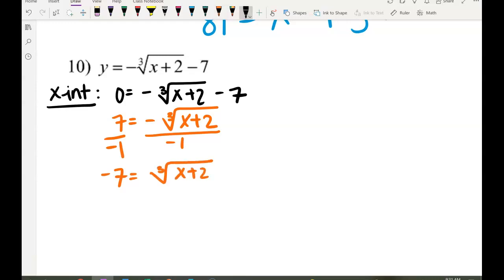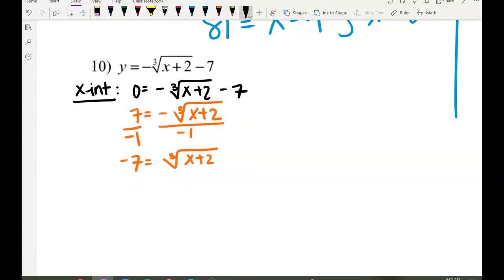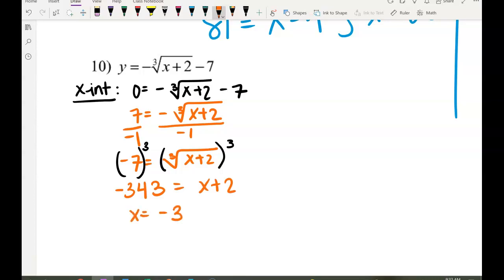And to undo the power of cube root there, to undo cube root, what did you raise to? Raise it to the third. Okay. And what's negative 7 to the third power, Chelsea? One more time. Negative 343 equals x plus 2. And then subtract 2. Okay. Subtract 2, so x equals negative 345. Did you guys quickly check? Yes. All right. X-intercept. Negative 345, comma what? 0. Box it up.